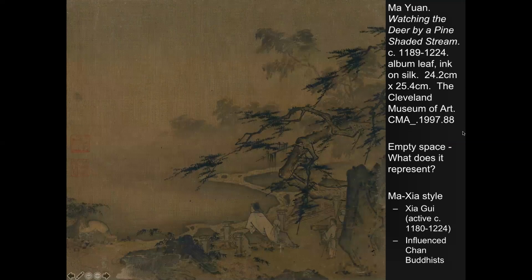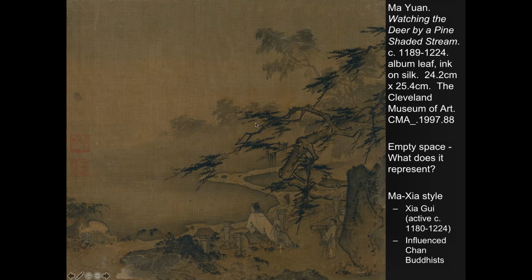So this one is interesting. When I have it in class, I often ask people to try to identify what's in the top left corner of the painting, like what is here? And you can see how a couple of the figures are looking at it. It's called Watching the Deer by a Pine Shaded Stream. And you can find the deer here, but is that what they're watching? So it's kind of useful to think about what this is.